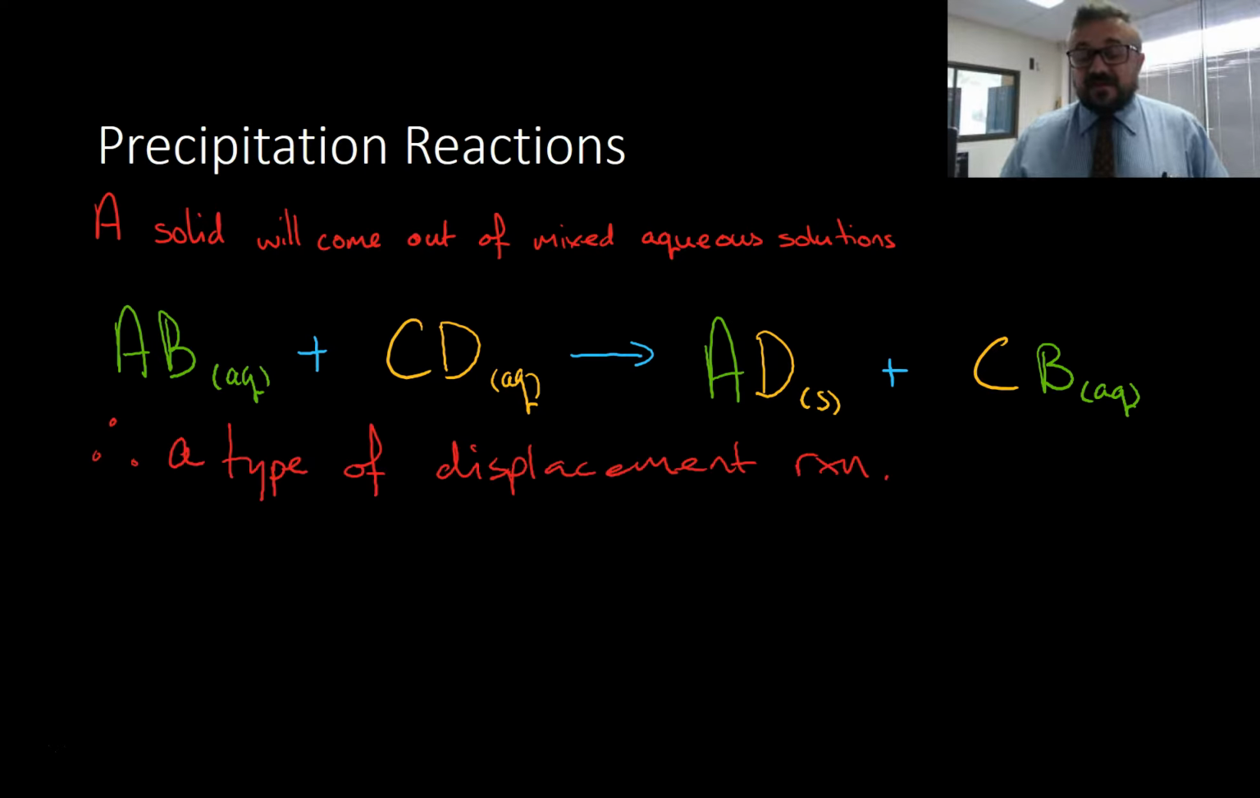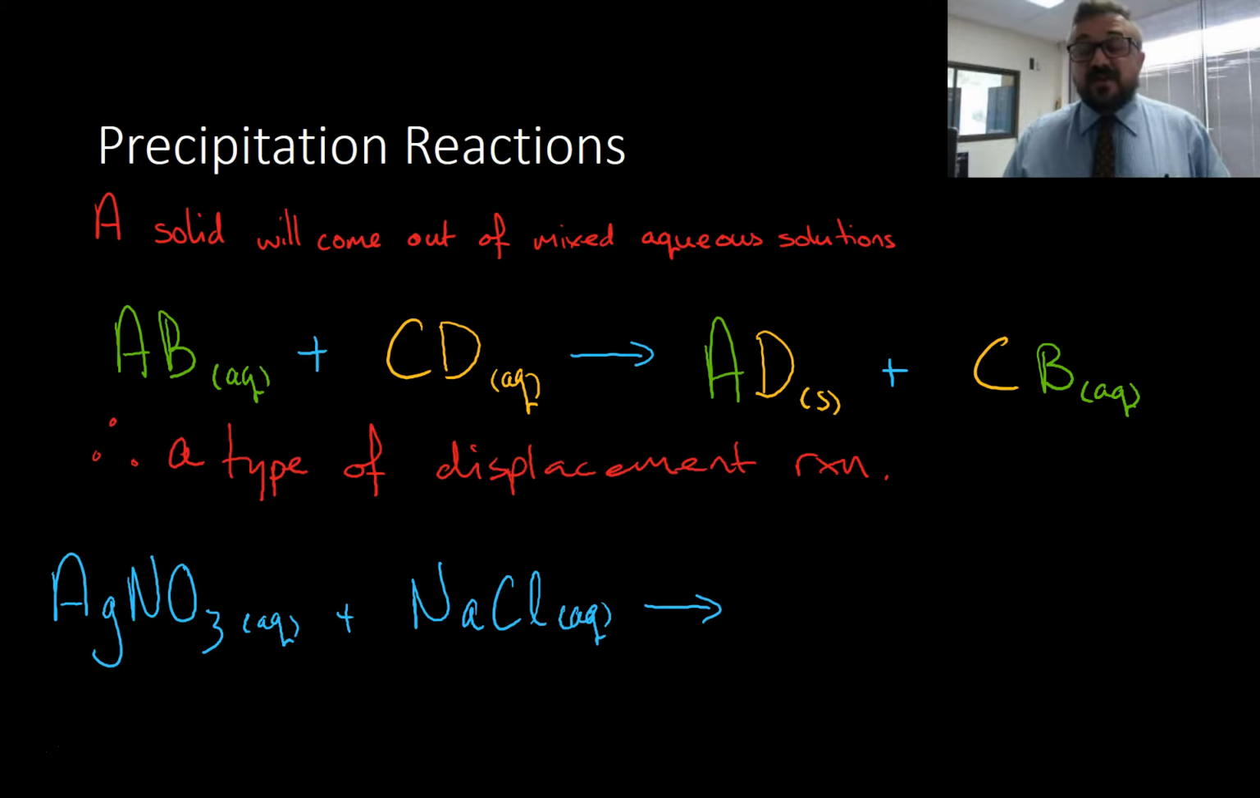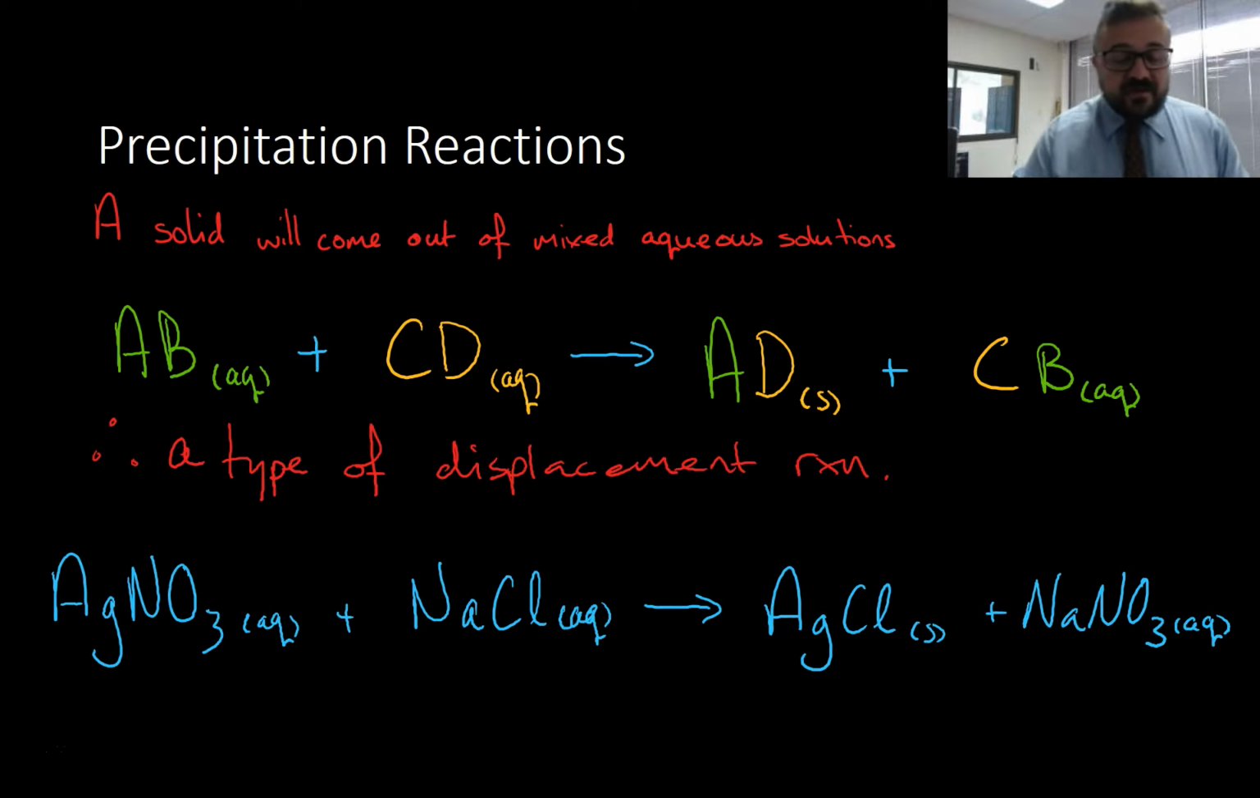So therefore, this is a type of displacement reaction. We can see that here, right? The B's and the D's have just swapped places. It's just that AD, when it's together, is insoluble. It makes a solid. So a good example of this is silver nitrate plus sodium chloride gives us silver chloride, which is a solid, plus sodium nitrate. Now here's the interesting thing, right? We could write this down like this.